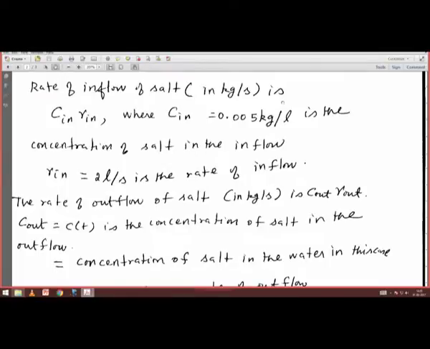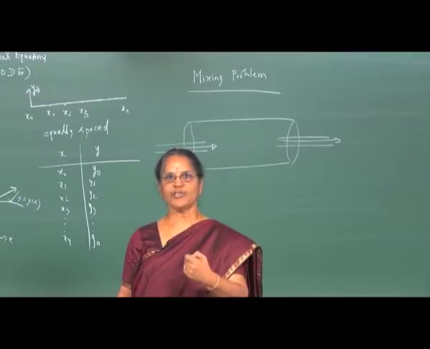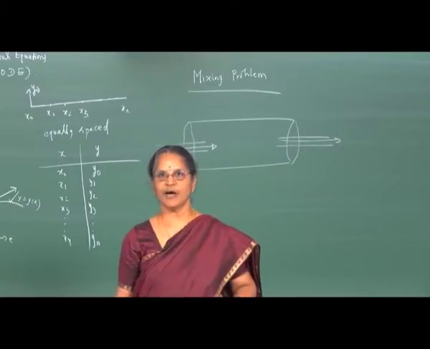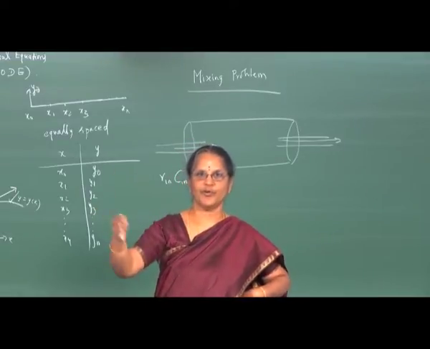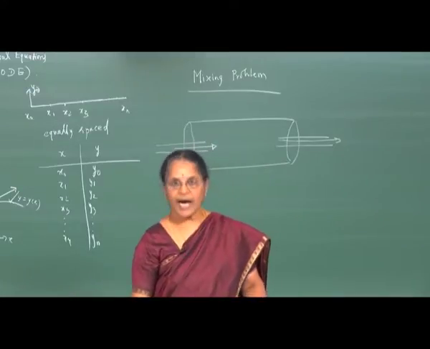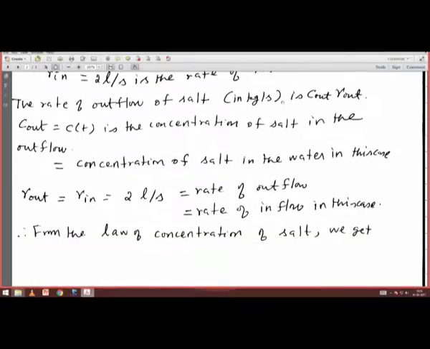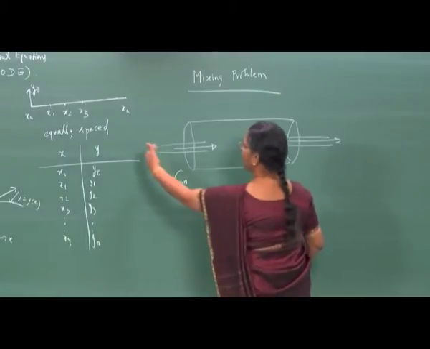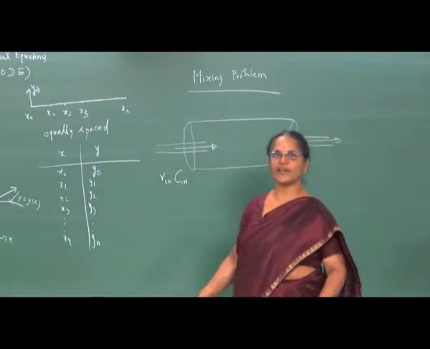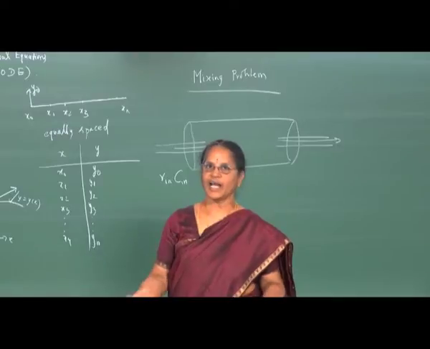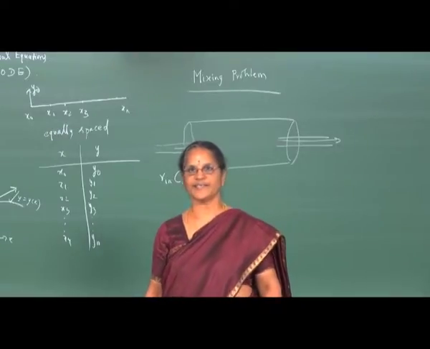Now, let us write down the rate of outflow. The rate of outflow will be C out multiplied by R out, where C out is nothing but C of t, which is the concentration of salt in the outflow. And what about R out? It is the rate of outflow. What does the problem say? The problem says the rate at which the salt solution is pumped in is the same as the rate at which this mixed salt solution is pumped out. So, R out is going to be again 2 liters per second.